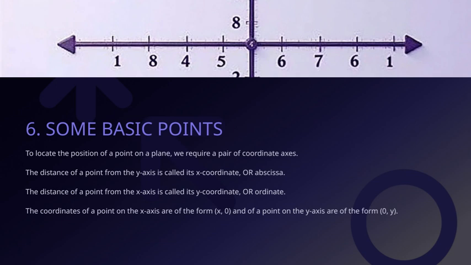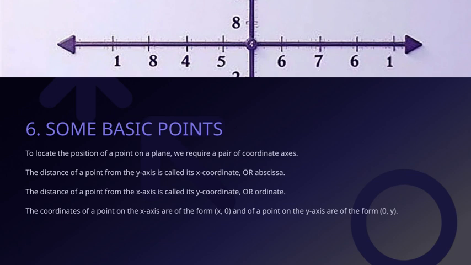Now, the distance from a point to the x-axis is called its y-coordinate or ordinate. Think of it as how far up or down the point is from the x-axis. Conversely, the distance from the point to the y-axis is called its x-coordinate or abscissa. This tells us how far left or right the point is from the y-axis.